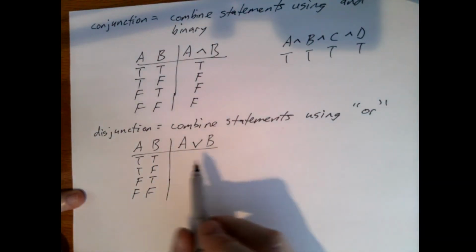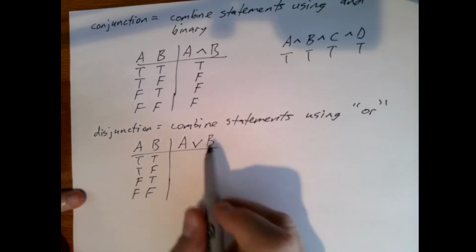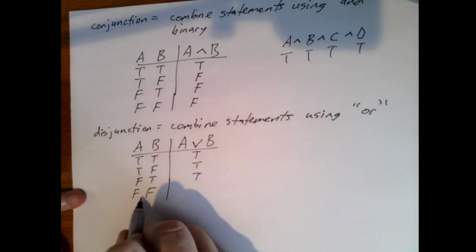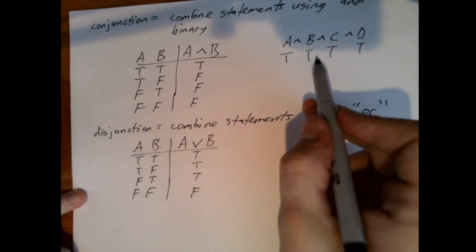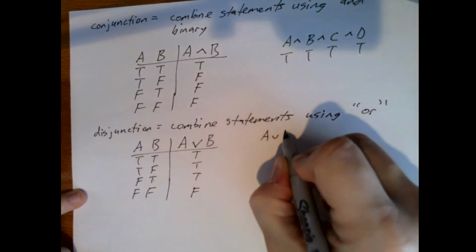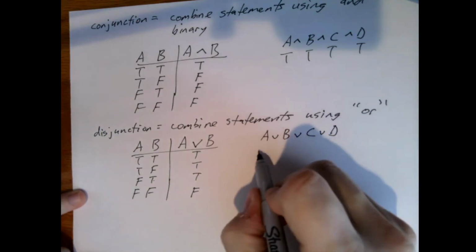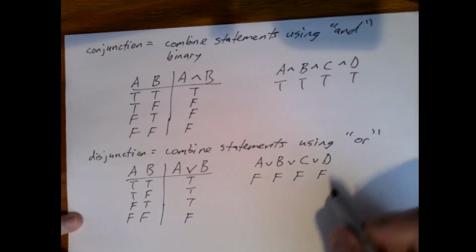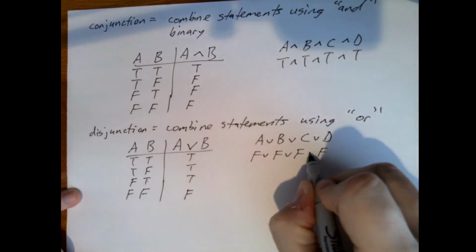Right? Now when we're talking about or, only one of these needs to be true for the whole thing to be true. So true, there's a true, there's a true. The bottom one is all falses, so it's false. And just like up here, this scales. So if I had A or B or C or D, the only one of these that would be false would be all these. So this right here was really true and true and true and true. This is false or false or false or false.